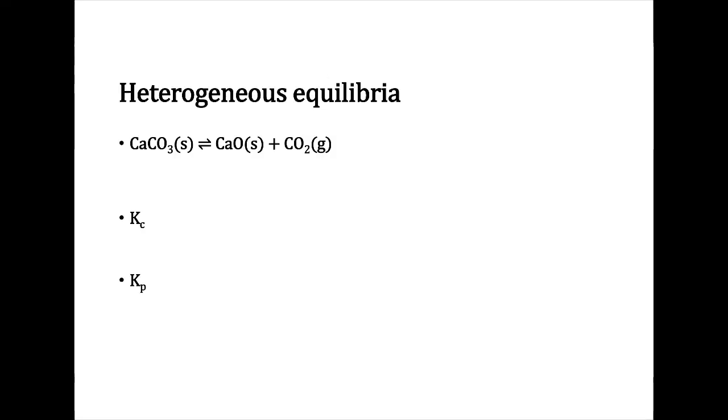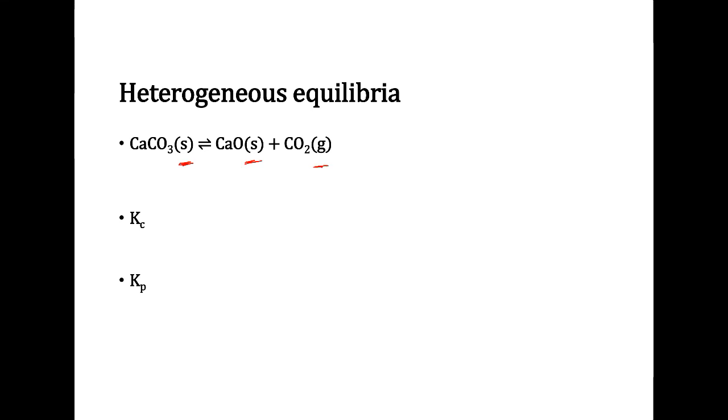Before we begin our discussion on reaction quotients, let's look at one last equilibrium constant example. This example involves looking at heterogeneous equilibria. What we mean by that is that the reactants or products are in different phases. So here we have two solids and a gas.